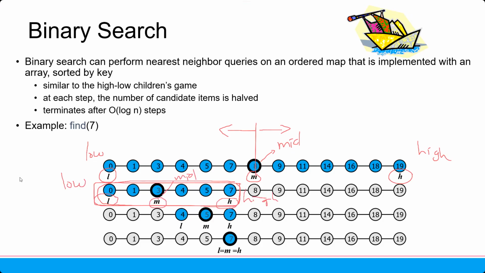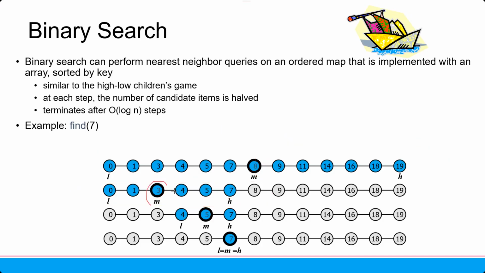again, we have M, which is 3. So we need to find out where is 7. 7, is it less than 3 or is it higher than 3? We know that 7 is higher than 3. So we just focus on this side. So this is the new low, this is the new high, and this is M.